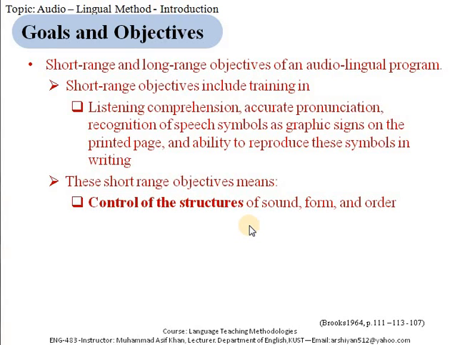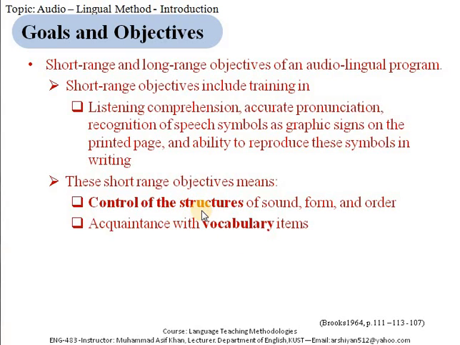So these short range objectives, that are the immediate objectives, further imply three other short term objectives, and the first is the control of the structures, and these structures belong to the sounds, and we also include the structures of form and order in the new language. The second objective is the acquaintance with the vocabulary items that bring content into these structures.